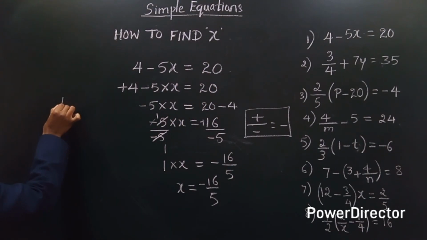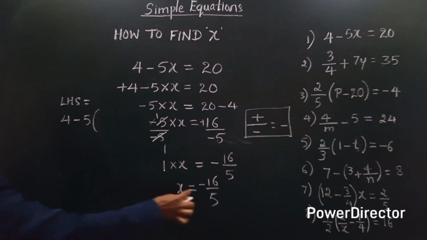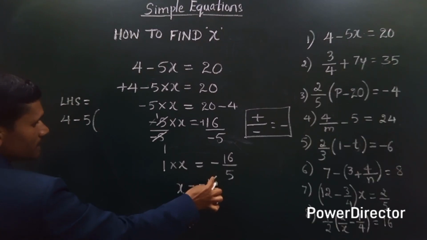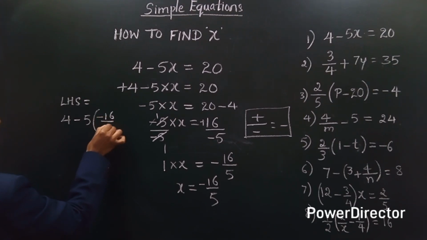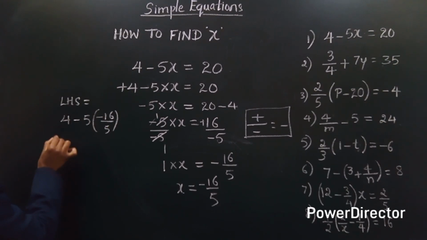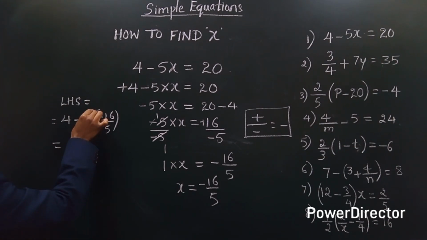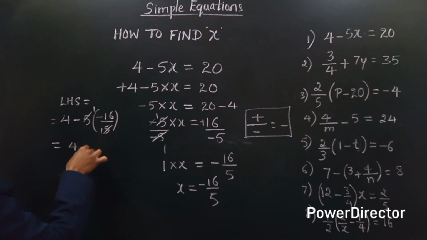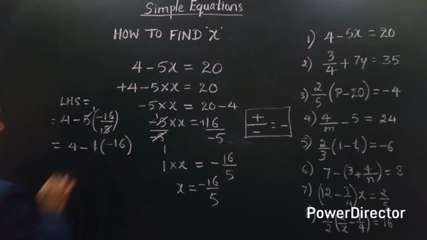So let us take the LHS and verify. In LHS, 4 minus 5, what is the value of x? Minus 16 by 5 we have got, right? The same I'll write here: minus 16 by 5. Coming to LHS, we have taken 4 minus 5 ones, and here also 5 ones went. What remains? Here 1 remains now. Inside, minus 16 remains, right?